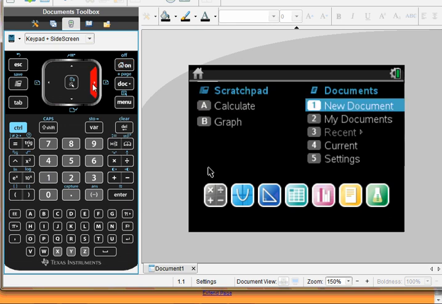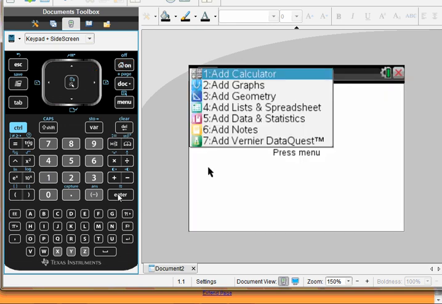So either I can arrow over to new document and I press enter, and I don't have anything on mine, but yours will say, do you want to save? And you say no. Because if you do save it, then you have to give it a name.